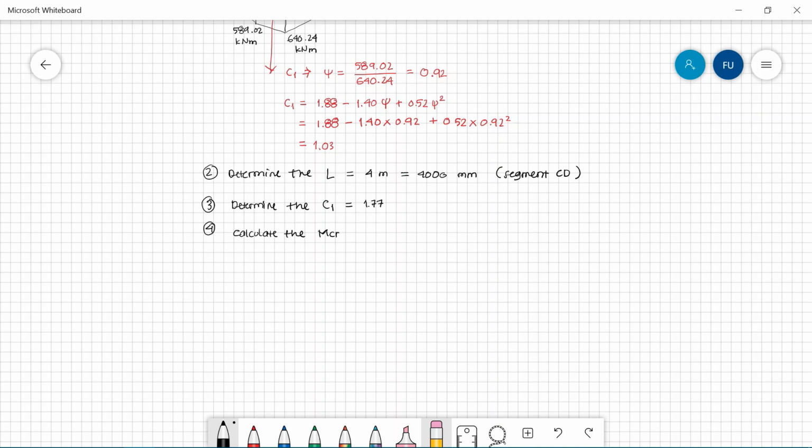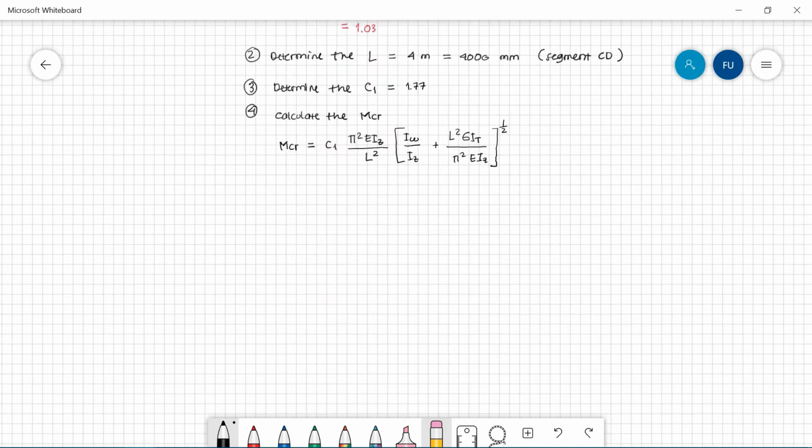So we write the expression: MCR is equal to C1 times pi squared times E times Iz over L squared, times the square root of Iw over Iz plus L squared times shear modulus G times the torsion constant It over pi squared times Young's modulus E times second moment of area about the z-axis Iz. So then we fit into this expression all the information that we have.